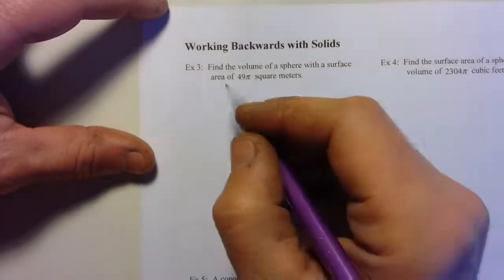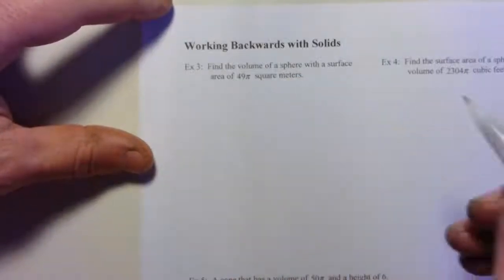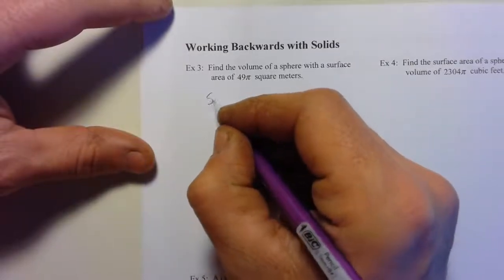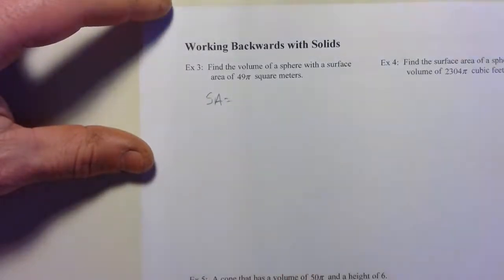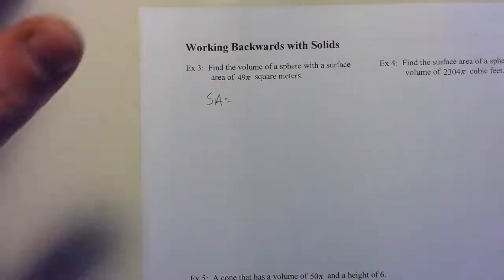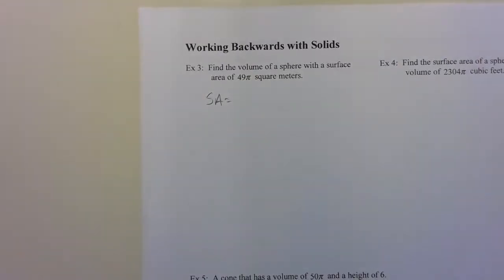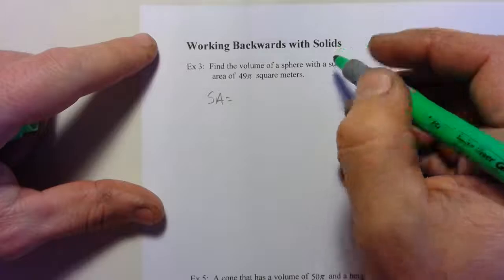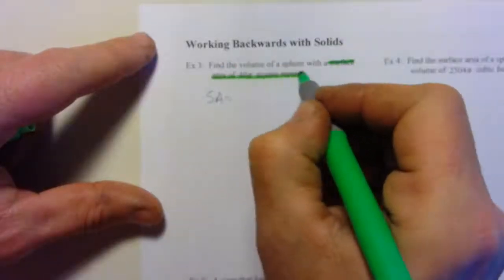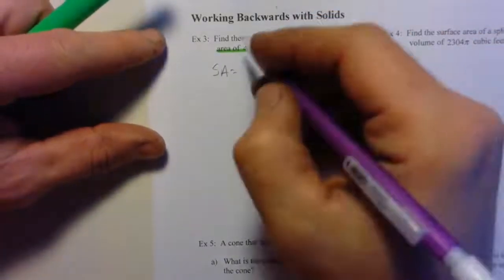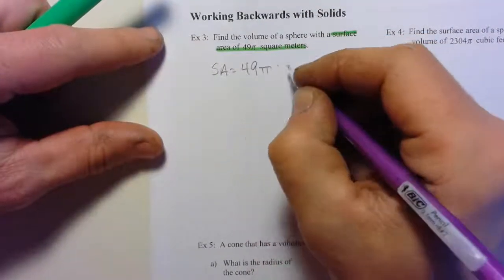The key when you're doing this is to think about what's given to you. The surface area is given. It says the surface area right here. Let me grab my highlighter. Oh, there it is, right in front of my face. The surface area is 49 pi square meters.